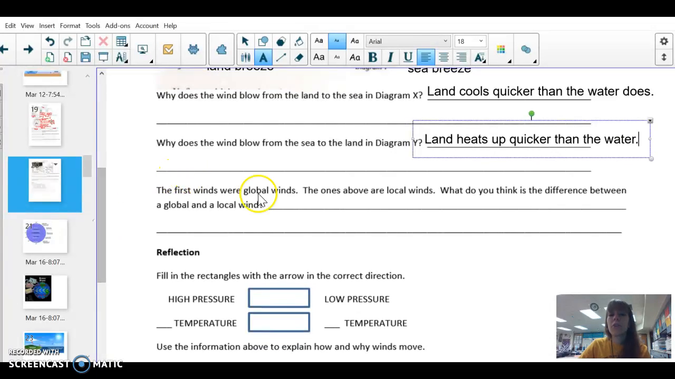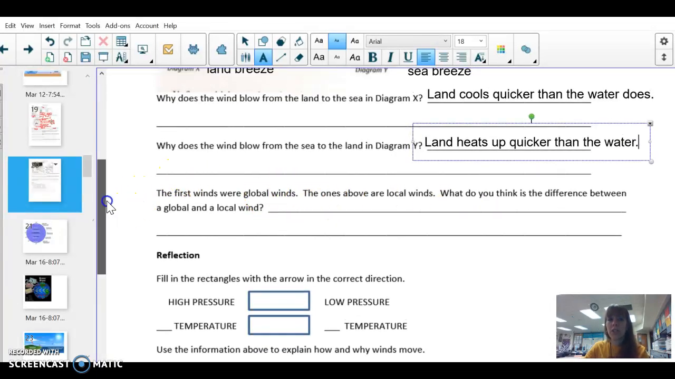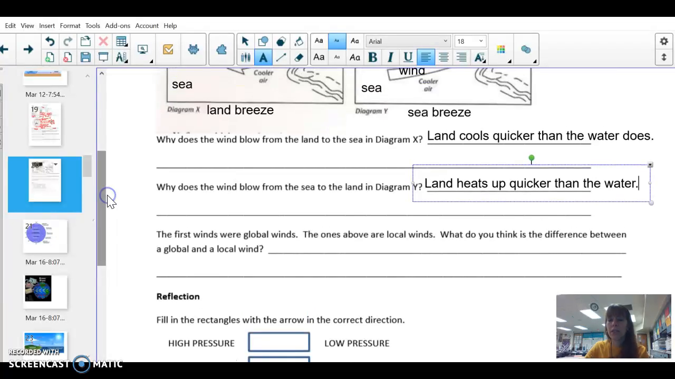Okay? So the first winds were global winds. The ones above that I just talked about are local winds. So I want to know the difference. One of them blows over a long distance, and one of them blows over a short distance. Go ahead, pause the video, and write what you think.